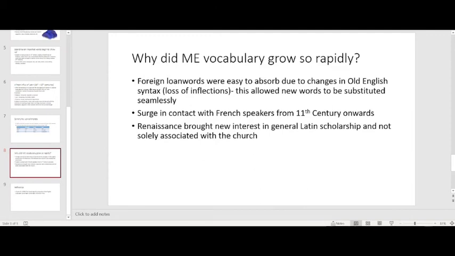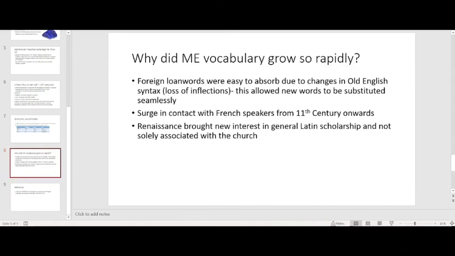So why did Middle English vocabulary grow so rapidly? Well, words can be substituted much easier if they don't have to change the word endings as much. And this relates to how in Old English there was a change in syntax, and in particular a lot of lost inflectional endings, and because of that it made a lot of foreign loan words possible.